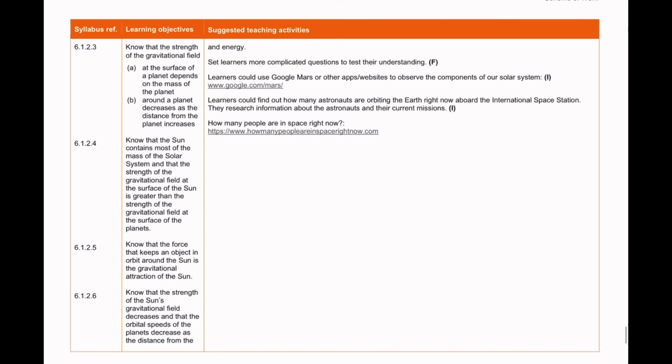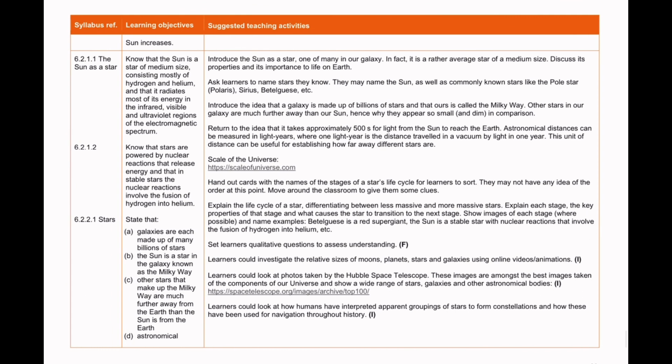Note that the Sun contains most of the mass of the solar system and that the strength of the gravitational field at the surface of the Sun is greater than the gravitational field at the surface of the planets. Note that the force that keeps an object in orbit around the Sun is the gravitational attraction of the Sun. Note that the strength of the Sun's gravitational field decreases and that the orbital speeds of the planets decrease as the distance from the Sun increases.